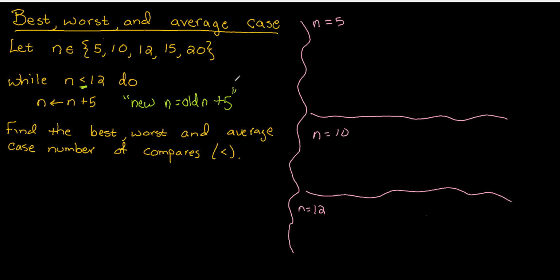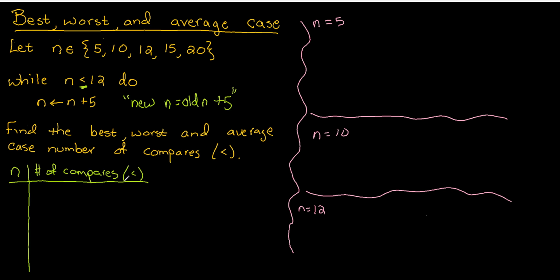We want to find the best, worst, and average case number of compares. And by that I mean this little inequality. How many times are we checking that inequality? So to figure this out, I'm going to make a table and I'm going to write the value of n in my first column. And then in the second column, I'm going to look at the number of compares. In other words, how many times did I check that little inequality? And that's how I'm going to measure how bad or good this algorithm is. I'm going to measure the complexity of it by checking the number of inequalities that I'm doing.